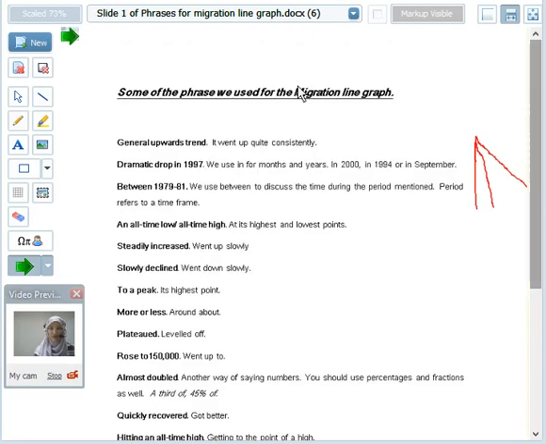Where's my little green arrow? Okay, so here we go. Between 1979 and 1981. Here we use between to discuss the time during the period mentioned. So during this period, 79 to 81, so 79, 80, 81, during that 3-year period. I should just mention this preposition in, because a lot of students find prepositions quite difficult. So we've got this preposition in, and we use it to refer to months and years.